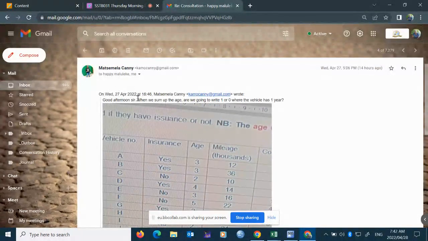Good morning, good afternoon, sir. When we sum up the age, are we going to write 1 or 0 where the vehicle is 1 year old? No, no, no, no.